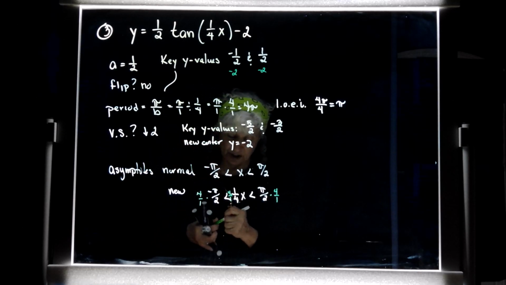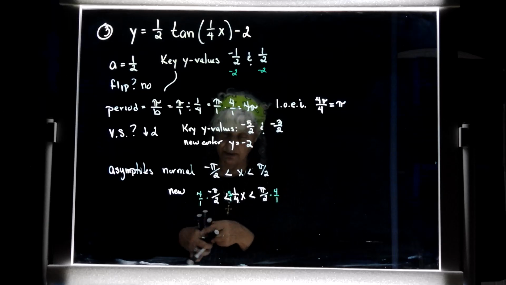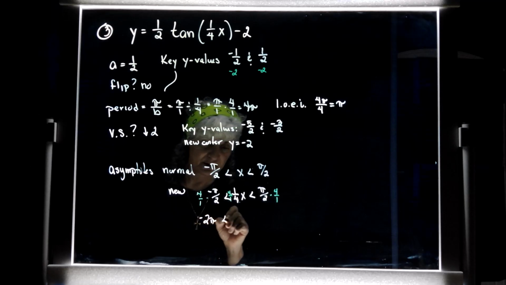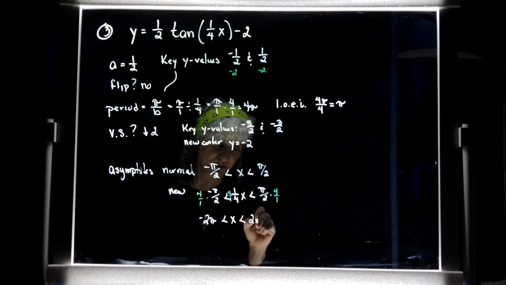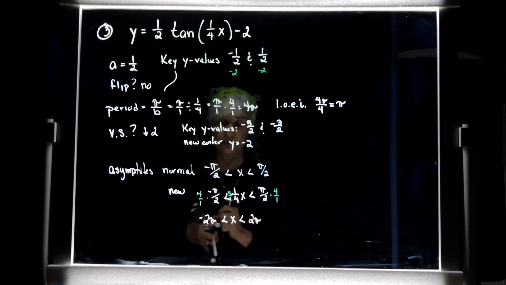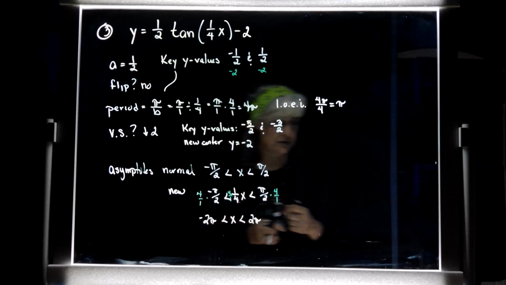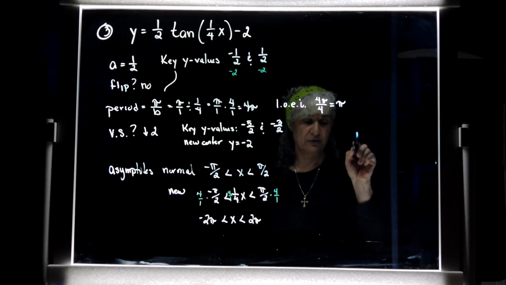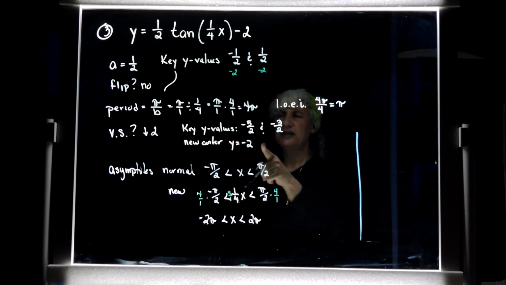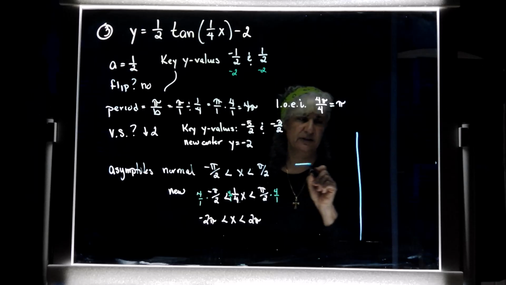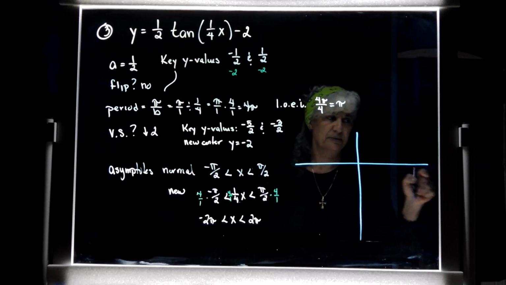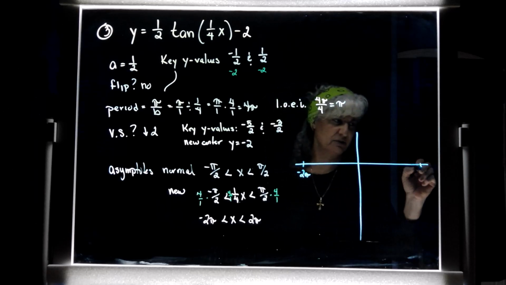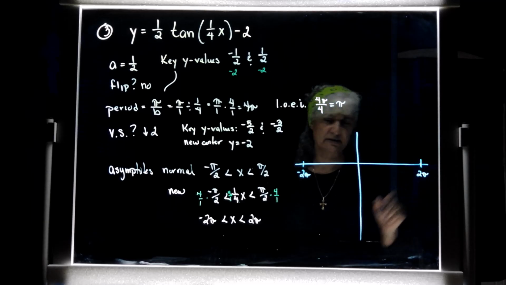All right, what'd you guys get? Because you were supposed to have done this problem already, or the work already. Negative 2 pi, I hear you. Less than x, less than positive 2 pi. Okay, so it looks like those are my new asymptotes. So when I start putting my graph together, all my key y values are negative, so I'm going to have to put my x-axis up here. So we have negative 2 pi as one asymptote, positive 2 pi as another asymptote.